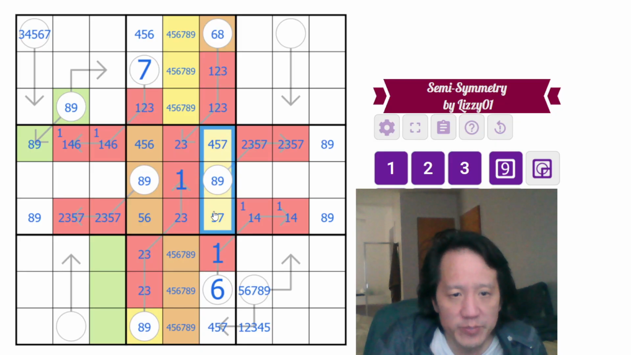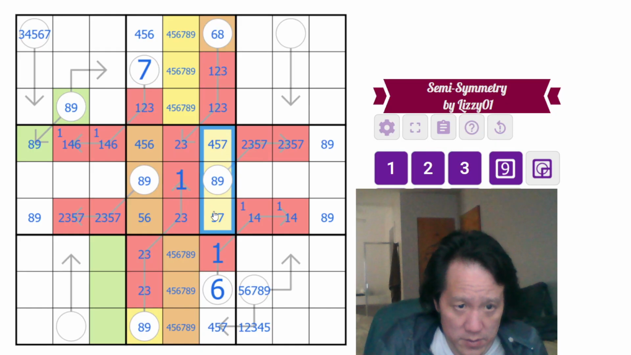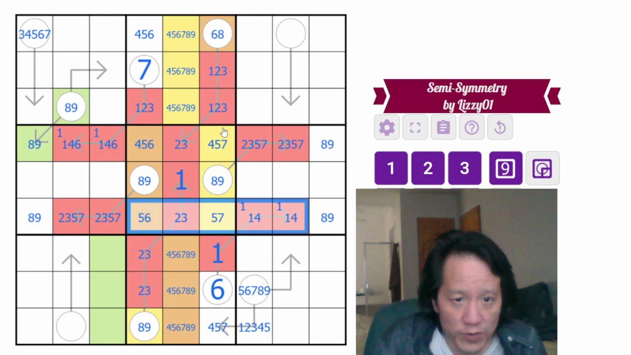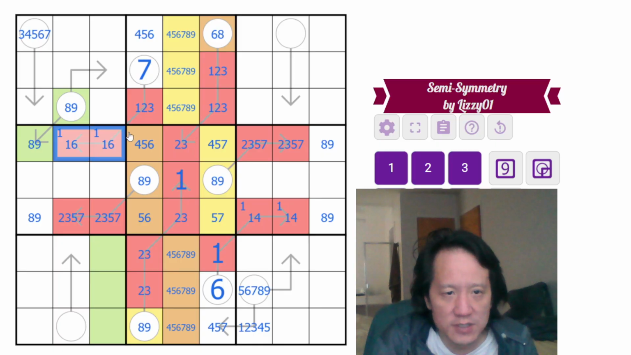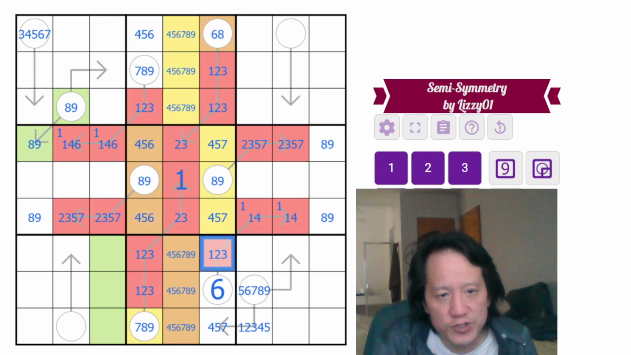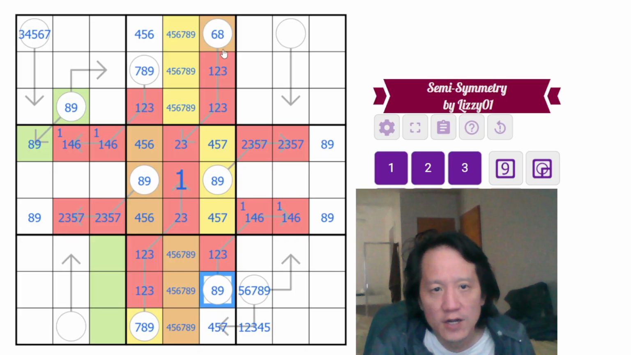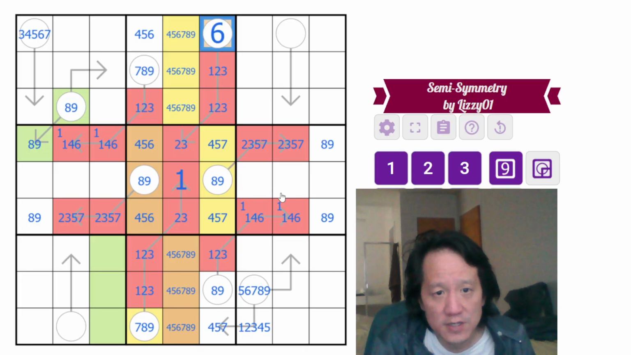But this can't be 6. So this can't be 4. This can't be 4. So this has to be 1 and 6. But we have a contradiction again, because this cannot be 7. Therefore, we've shown both the 6s cannot be in these cells. Therefore, this is a 6.